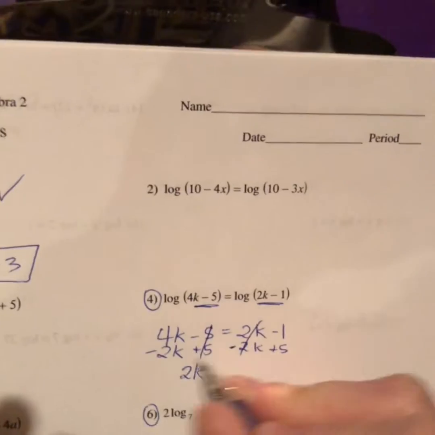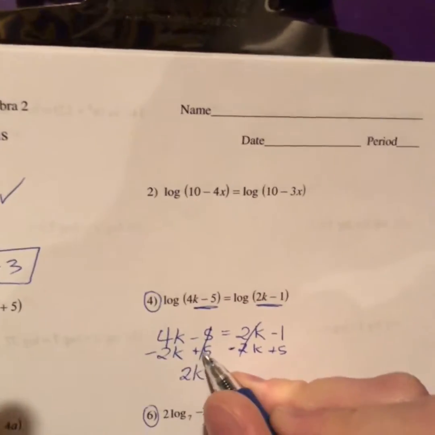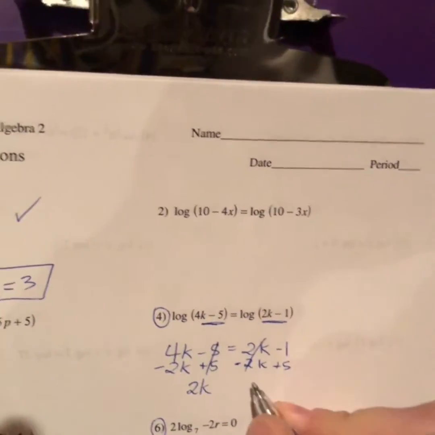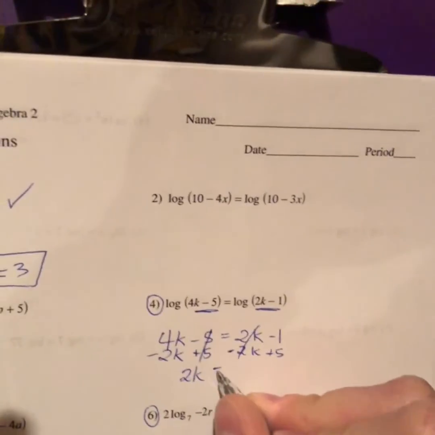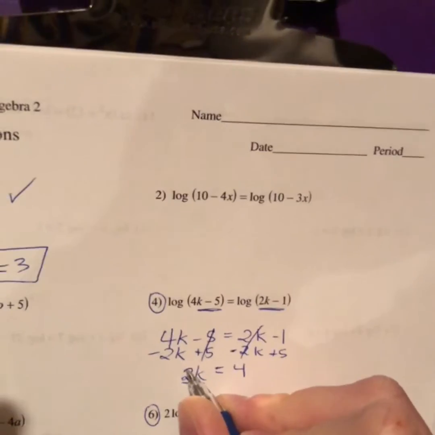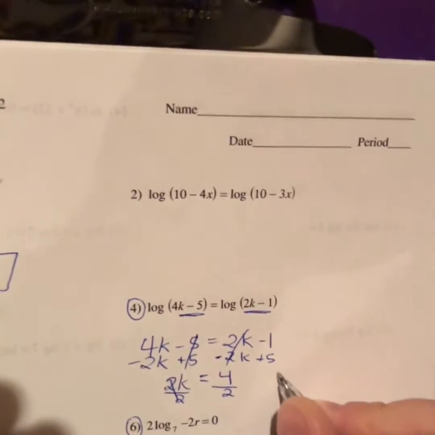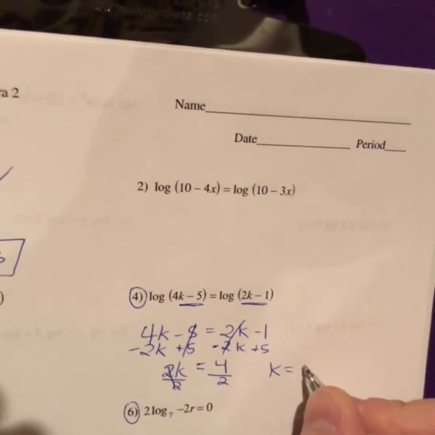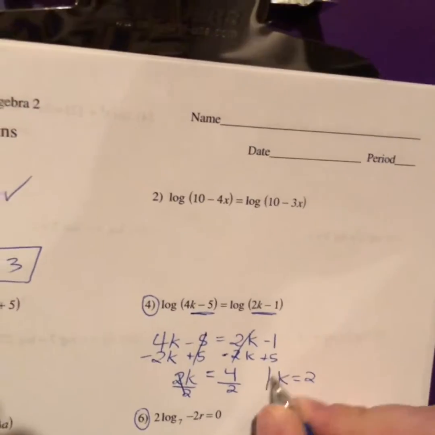So let's see, I subtracted 2k here, I brought that to the left, I added 5 to the right, and we get 2k equals 4. Divide by 2, final step, k equals 2.